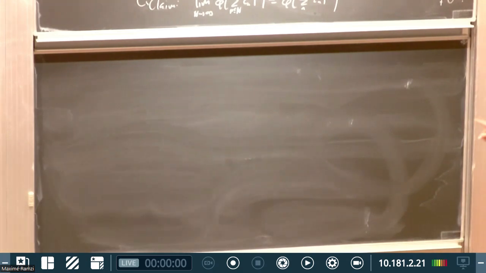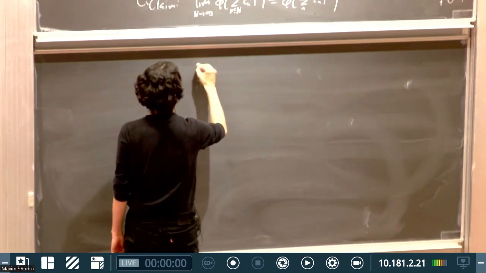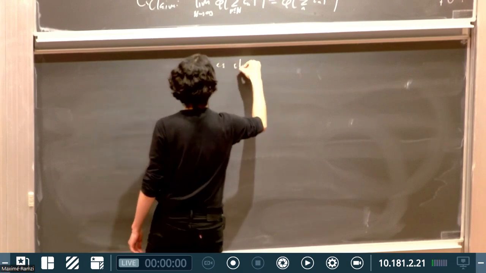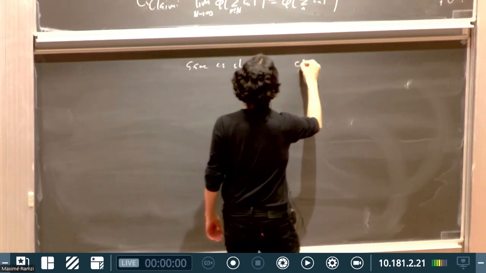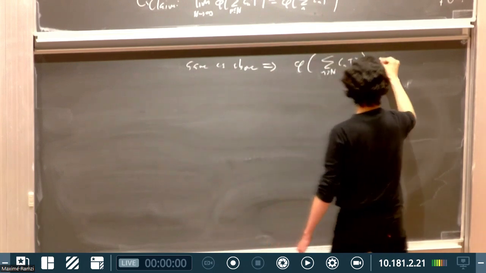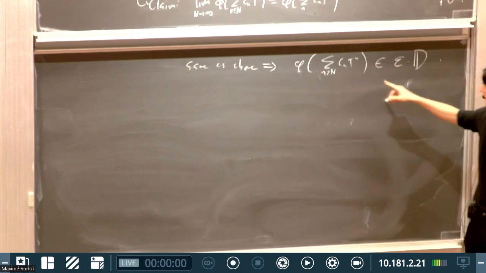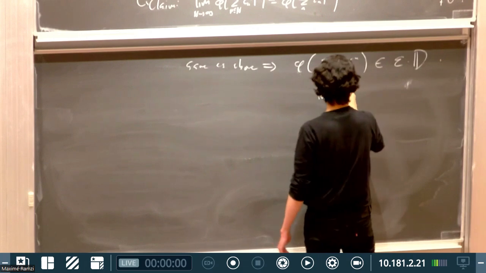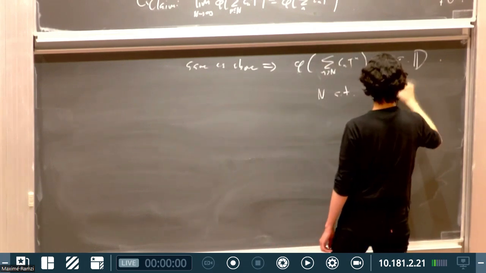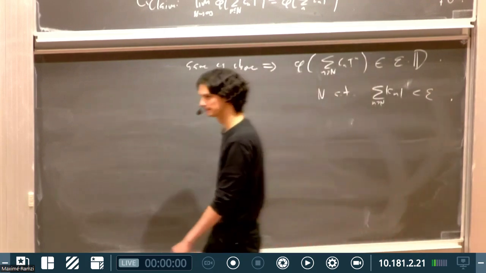And the reason this is true is that the same argument as above basically shows that phi of the remainder, the sum over n bigger than capital N of Cn t to the n, has to lie in the epsilon-disk. So this holds when N is big enough so that for n bigger than N, the absolute value of Cn is less than epsilon.